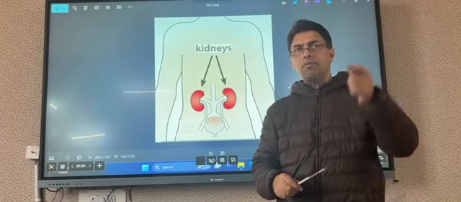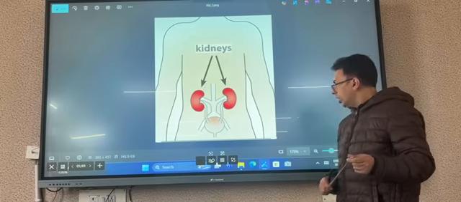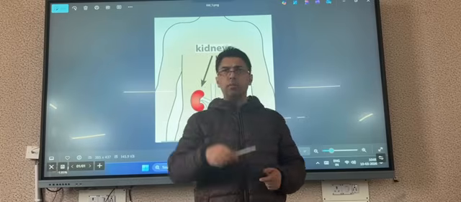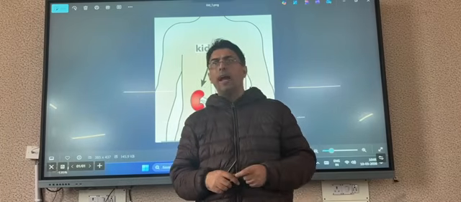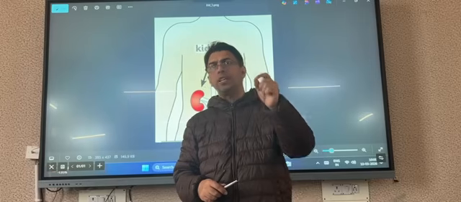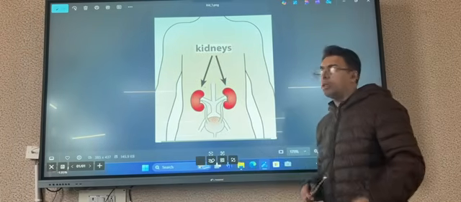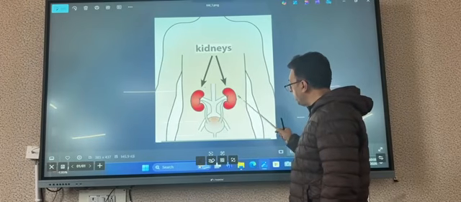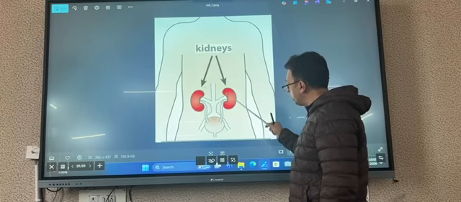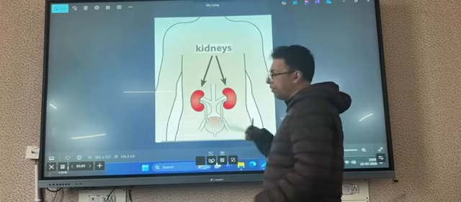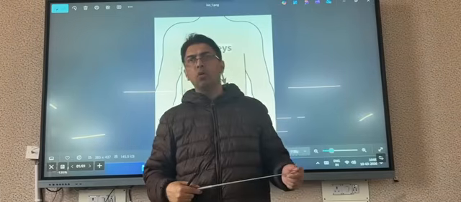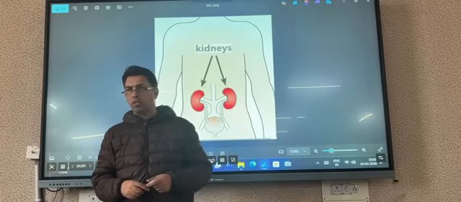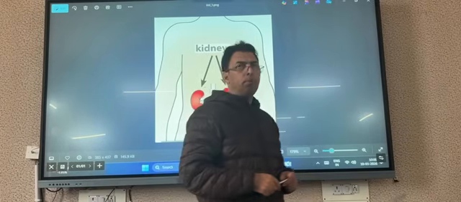Now, as far as the kidneys are concerned, what are the surfaces? These are the upper pole and the lower pole, the two surfaces, the anterior surface and the posterior surface, and the borders, medial border and lateral border. So this will be the upper pole, this will be the lower pole. This will be the lateral margin and this will be the medial margin. And this would be the anterior surface and facing backwards would be the posterior surface. Got it? So two poles, two surfaces, two borders. As simple as that. Now, important is hilum.